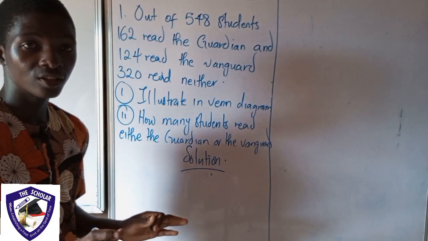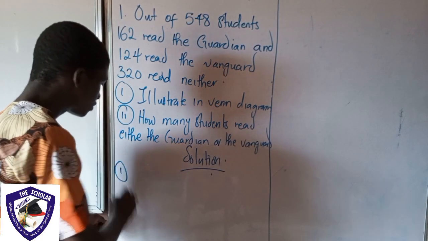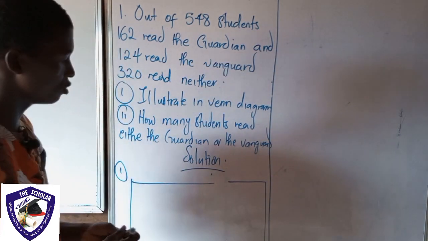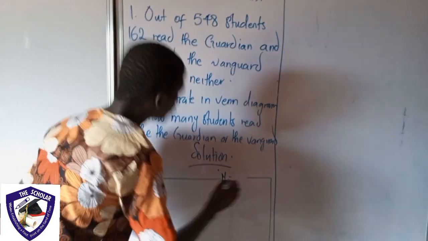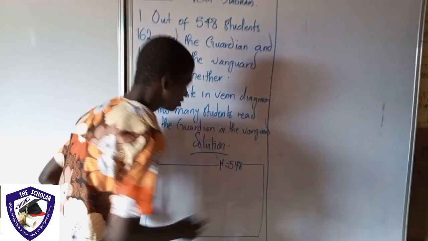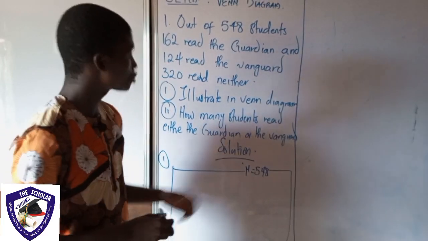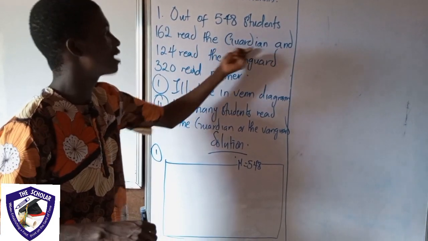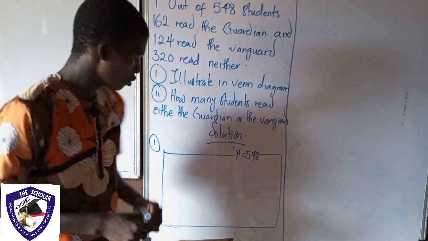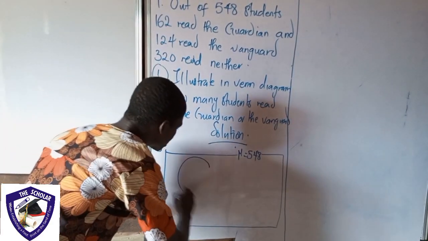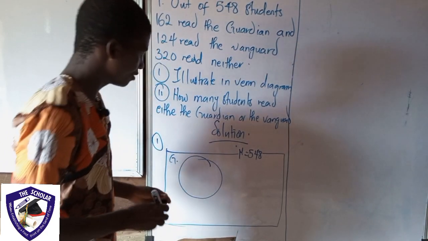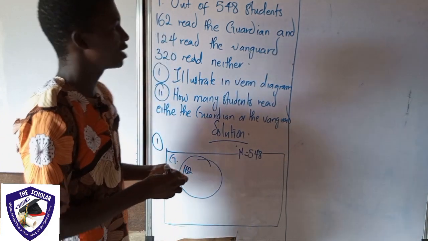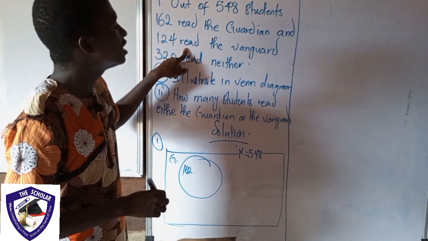So to represent this in a Venn diagram, all we need to do is this. You have your big rectangle, which is your universal set, 548 students. Now, 162 students read the Guardian. That means the Guardian is a set under this. So you have your big circle representing the Guardian. I give it G. Now I have 162. That means 162 students read the Guardian. And 124 read the Vanguard.